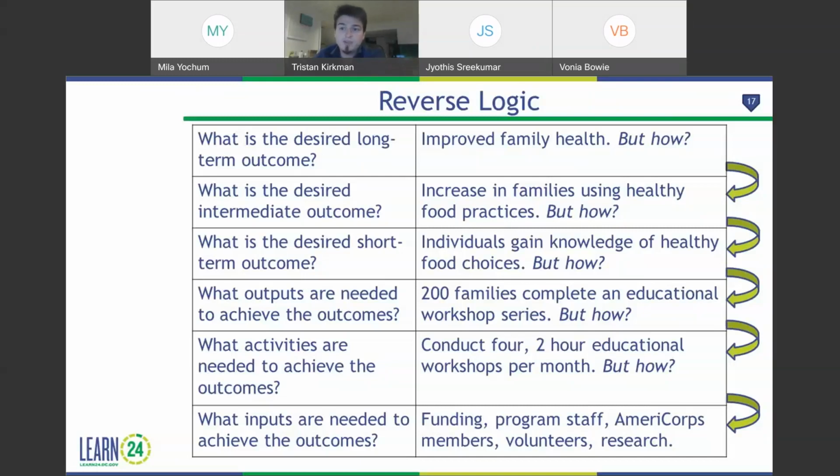So if you want improved family health, how do you do that? You need an increase in families using healthy food practices. Well, how do you do that? Well, individuals need to gain knowledge of healthy food choices. How do you do that? You need families to complete educational workshop series. How do you do that? Well, let's conduct four two-hour educational workshops per month. But how? Well, you need funding and program staff and volunteers and research.